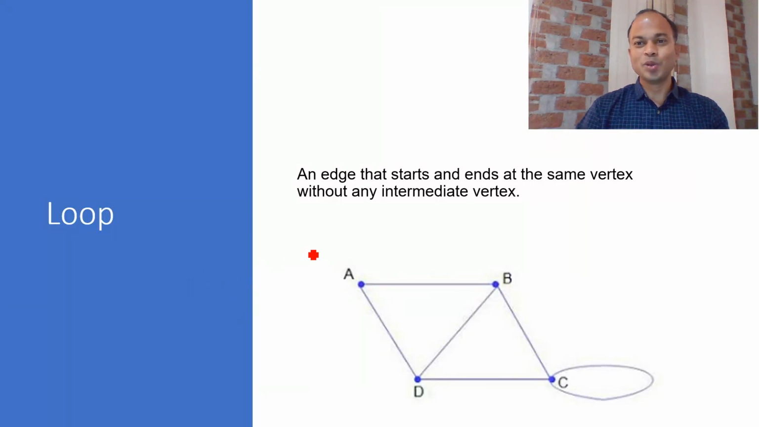If we talk about the loop, then we are starting our travel from any vertex and we are reaching the same vertex without involving any intermediate vertex. Then this concept is called a loop. For example, if we are starting our journey from vertex C and further we are reaching vertex C, and in this case there is no intermediate vertex. This concept is called a loop.